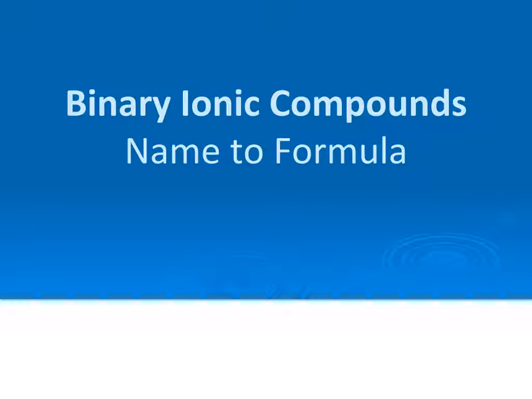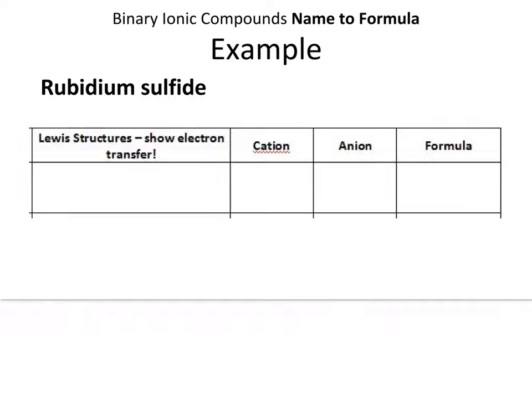Let's do an example of how to write the chemical formula of a binary ionic compound if you know the name of that chemical formula. So in this example, we know that the chemical name is rubidium sulfide, and we want to come up with the correct formula. In order to do this, we have to draw the Lewis structures and transfer valence electrons.